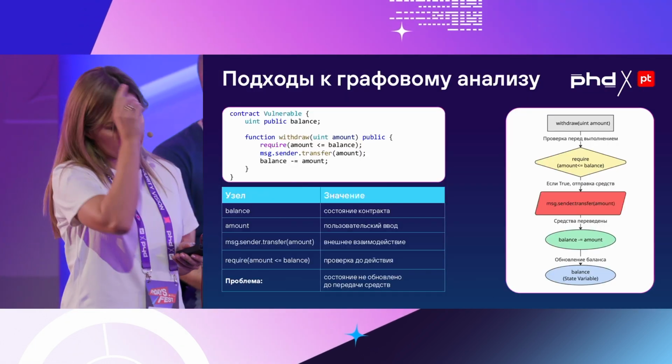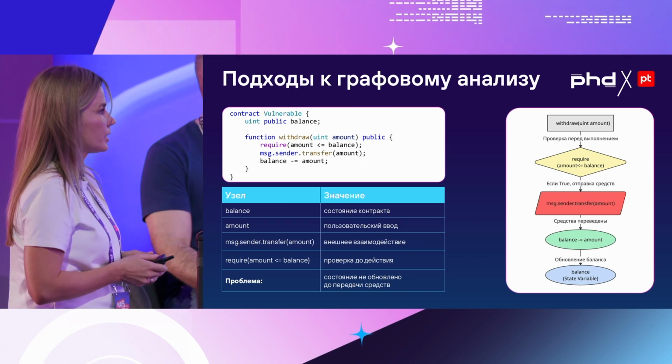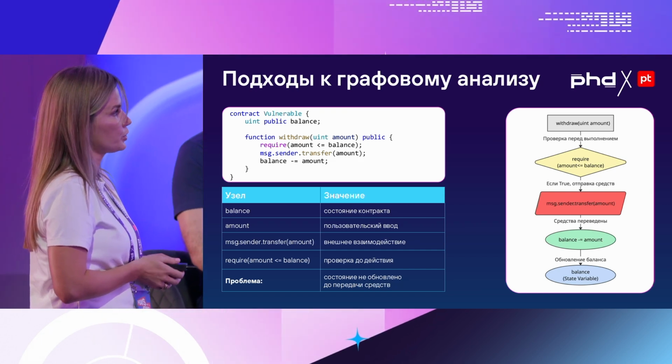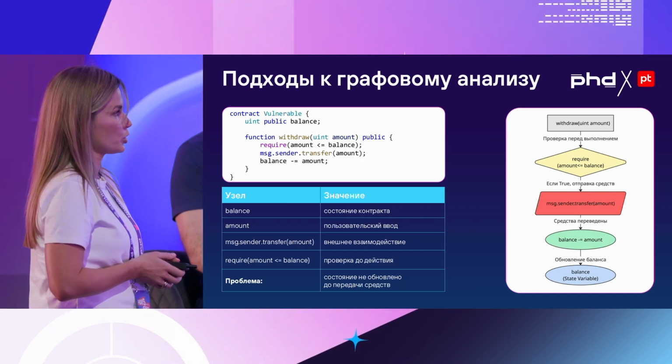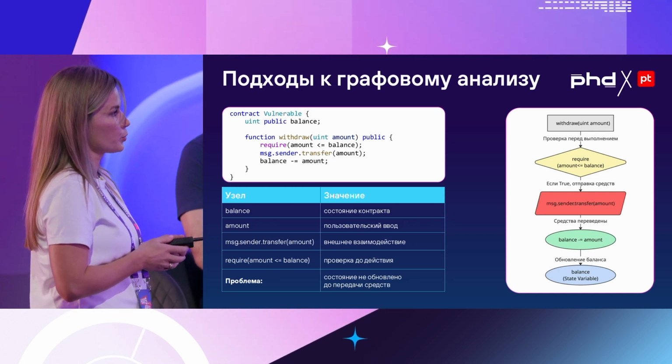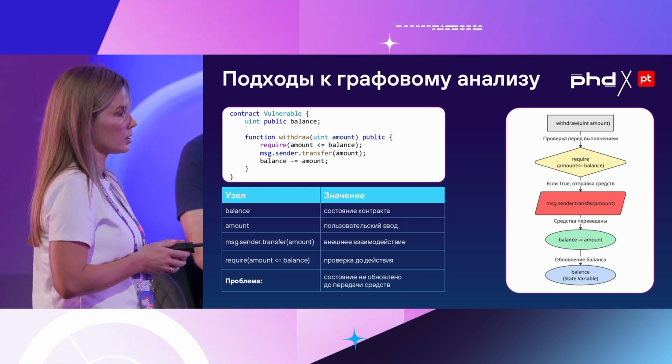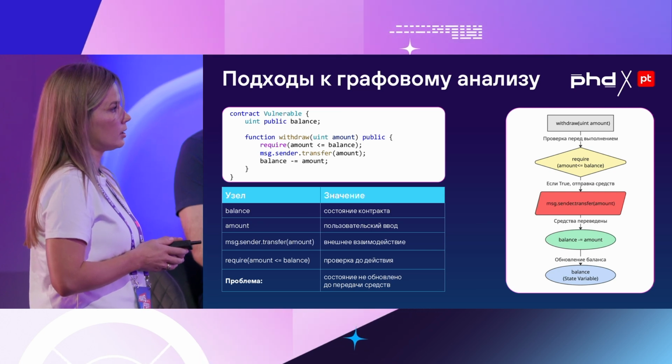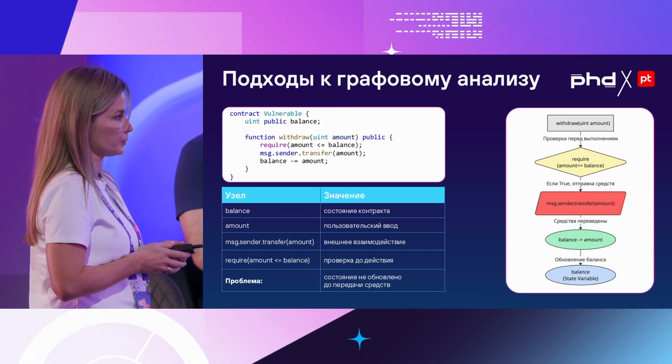As I said, we used graph analysis. You can see the graph of a vulnerable contract. We need a check before the run, then the balance of resources.